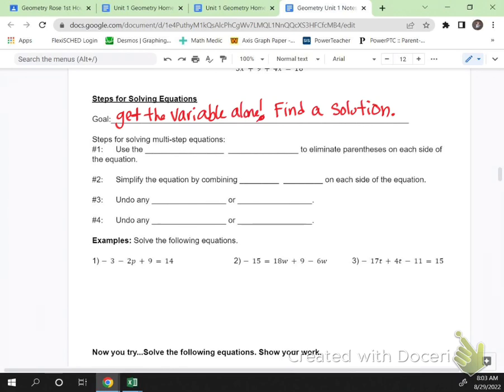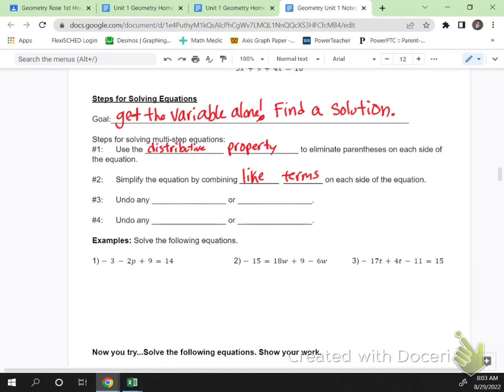The first step is we're going to use the distributive property to eliminate any parentheses. That's the first thing we're doing. We're going to simplify the equation by combining like terms, which we did in the warm-up, on each side of the equation.